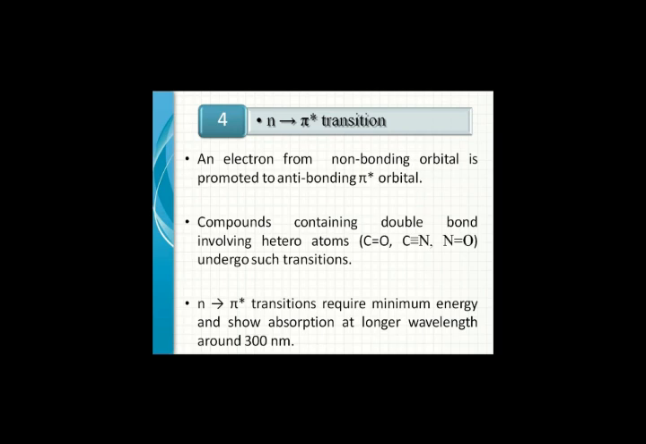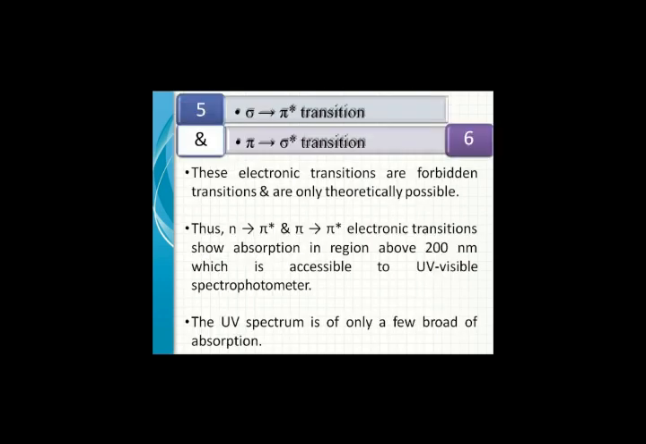The fourth one is the non-bonding to pi star transition. In this process an electron from the non-bonding orbital is promoted to the anti-bonding pi orbital. Compounds containing double bonds involving heteroatoms like carbon double bond oxygen, carbon triple bond nitrogen, nitrogen double bond oxygen undergo this type of transition. The n to pi star transition requires minimum energy, and so absorption is at longer wavelength, around 300 nanometer. Five and six are the sigma to pi star transition and pi to sigma star transition.